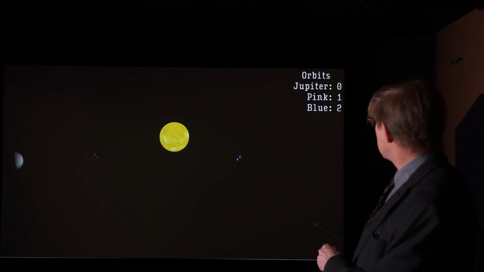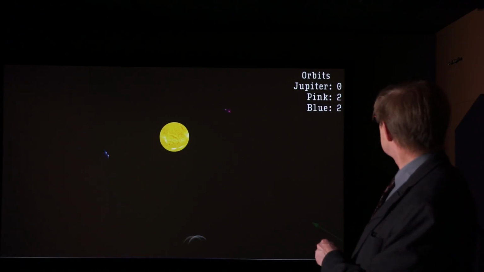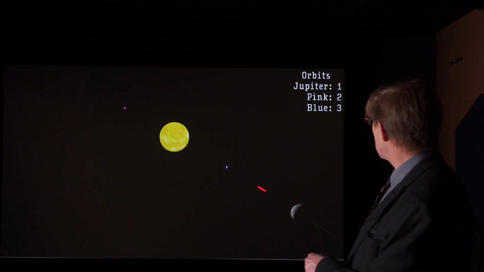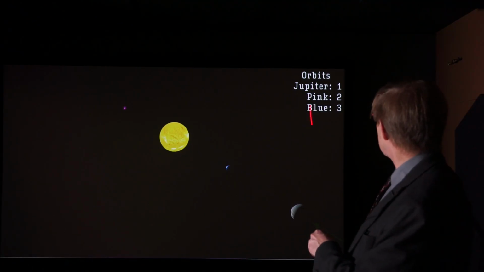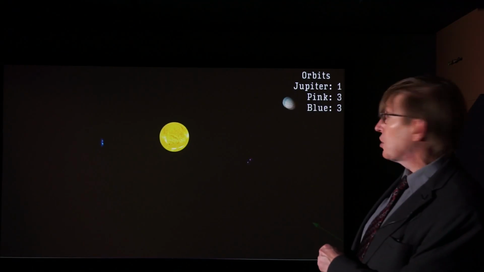Blue's gone around twice. Pink's gone around twice. And now Jupiter and blue have gone around. Jupiter once, blue 3 times. Jupiter and blue are in a 3-to-1 orbital resonance.